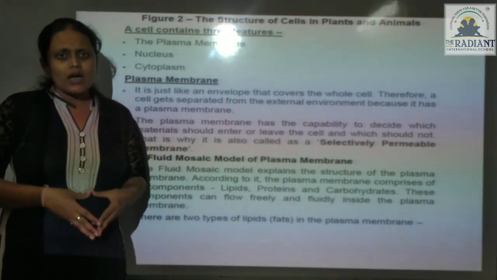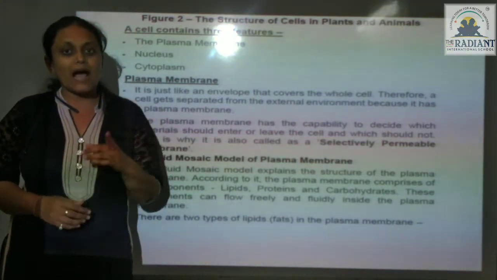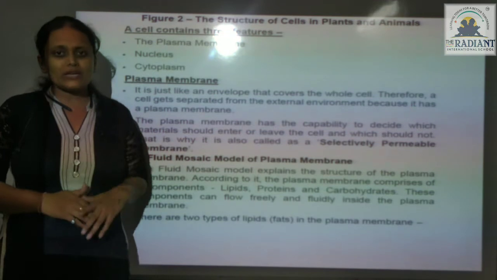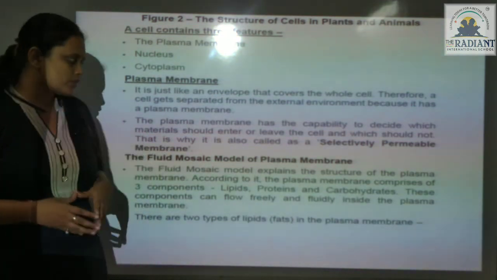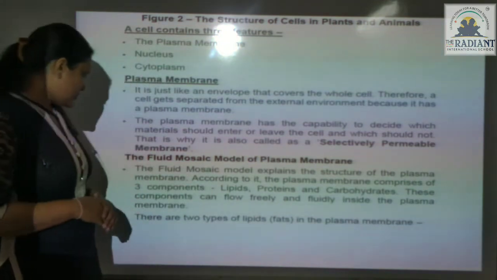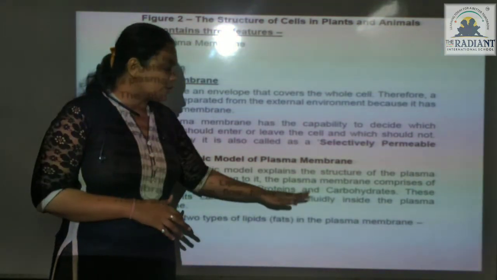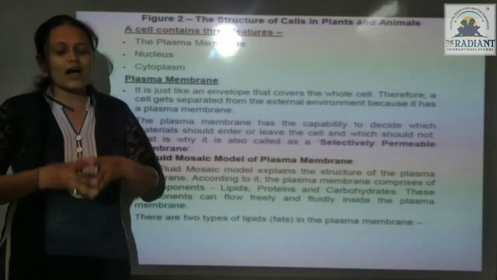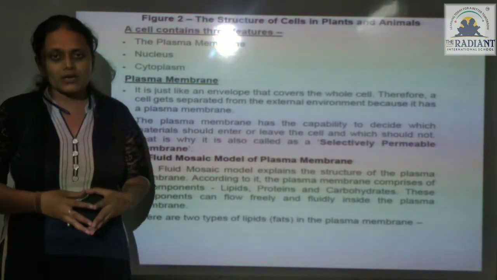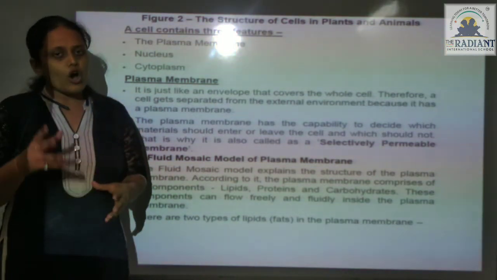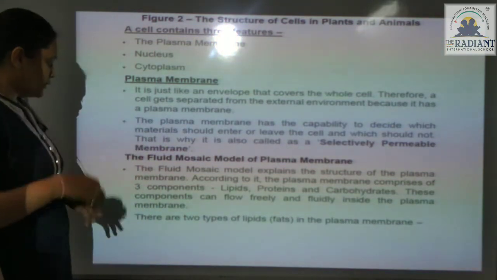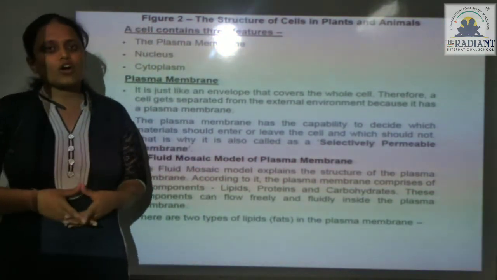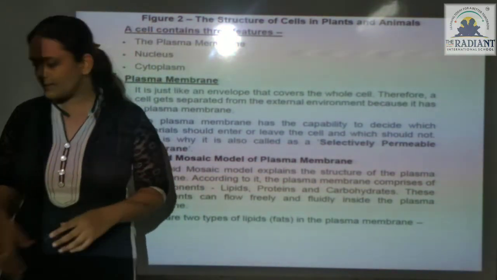So if it is asked of what component the plasma membrane is made, you can easily say that the plasma membrane is made up of lipids, proteins, and some components of carbohydrate too. These components can flow freely and fluidly inside the plasma membrane. These three components are fluid in nature and able to move freely inside it, and they are also the main constituents in the making of the plasma membrane. Now there are two types of lipids, that is fat, in the plasma membrane. They are cholesterol and phospholipids. Now we will proceed to the next.